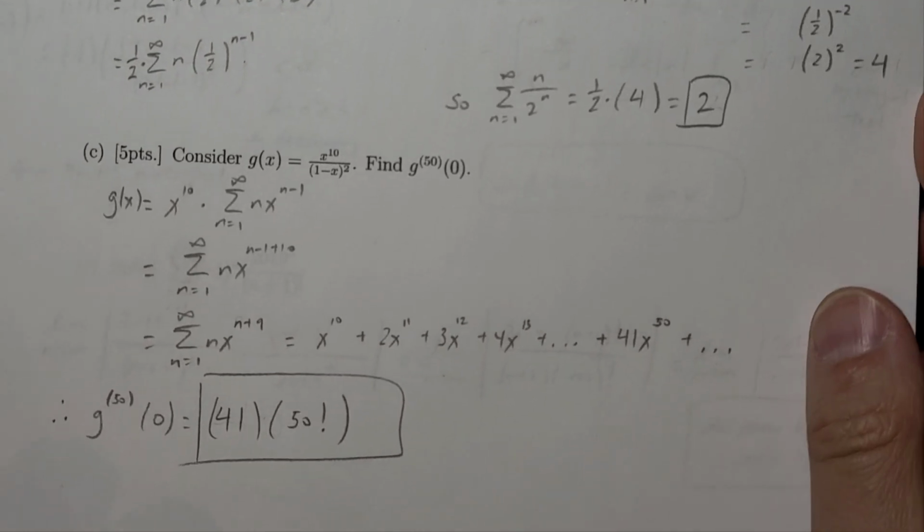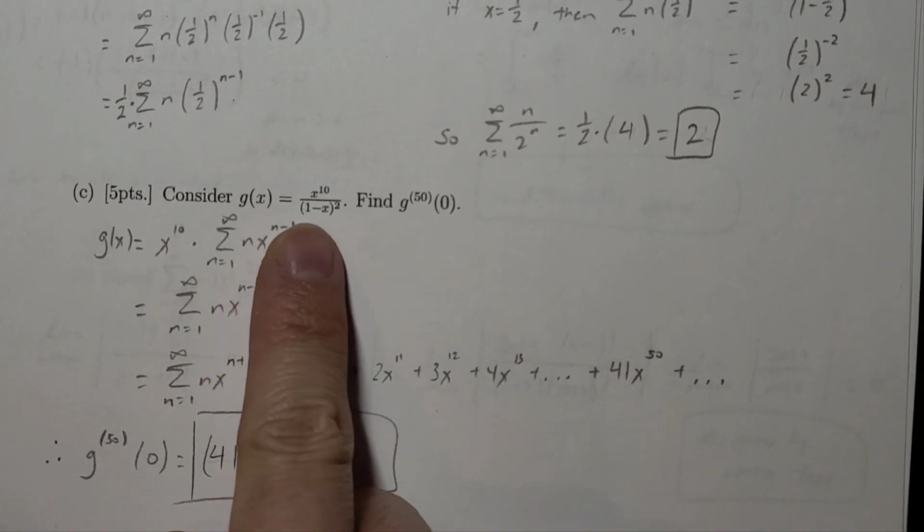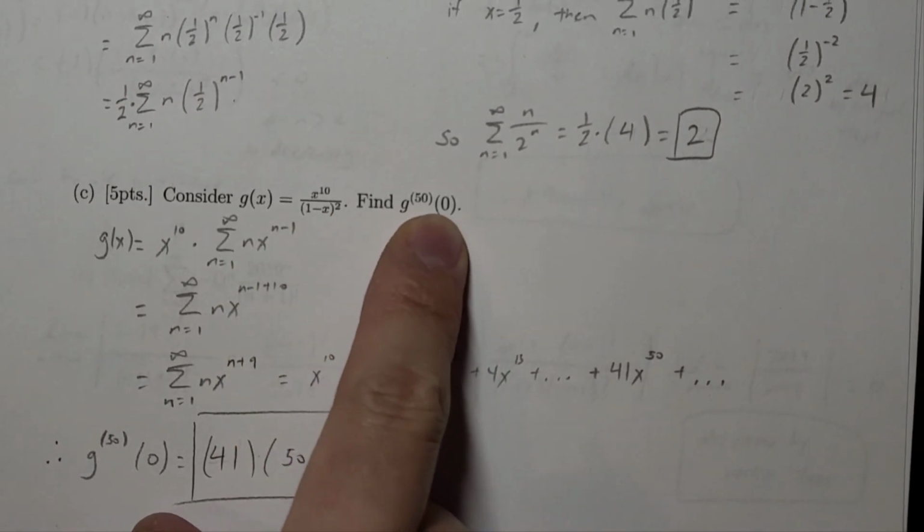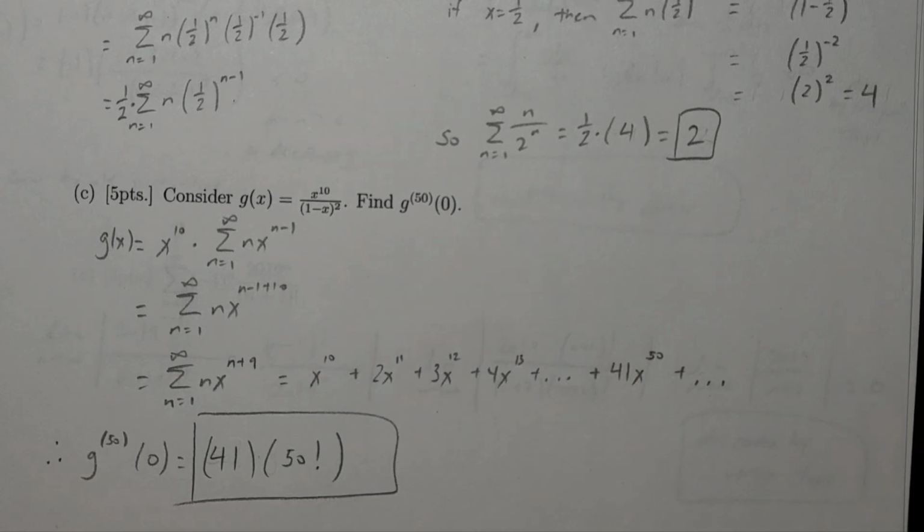Now over here, consider g of x as this guy. Find the 50th derivative at 0. For some reason, UCLA loves to ask these type of problems. So you got to know this, it seems like, at this school, for this course.